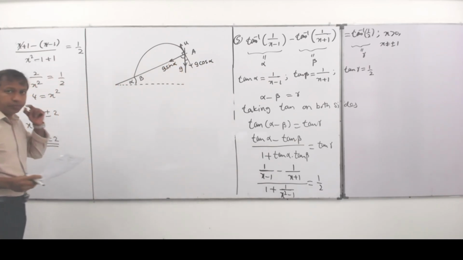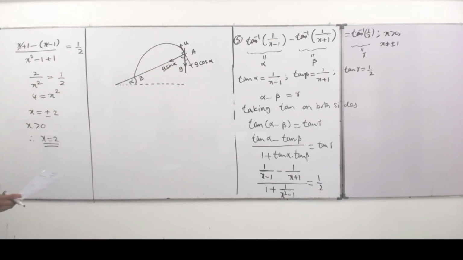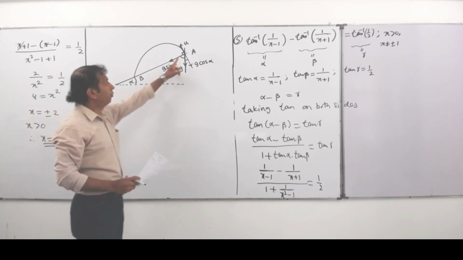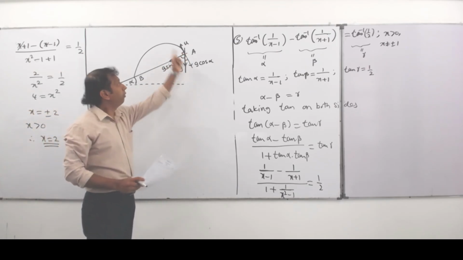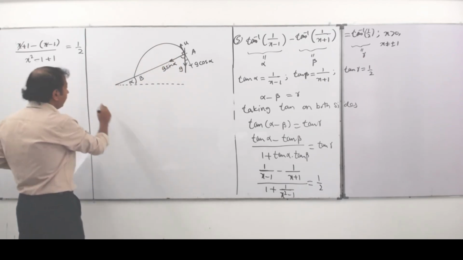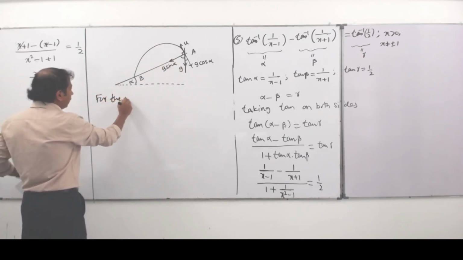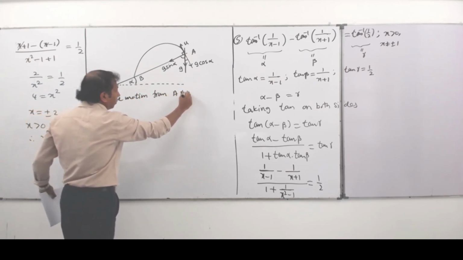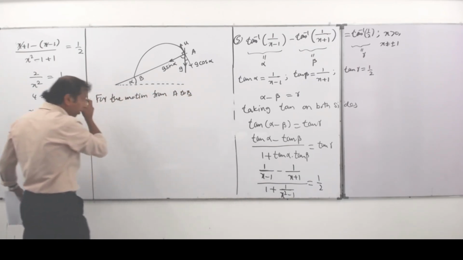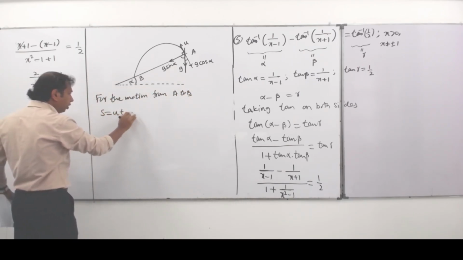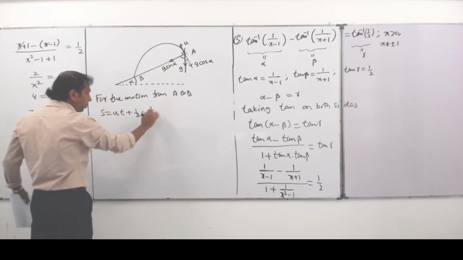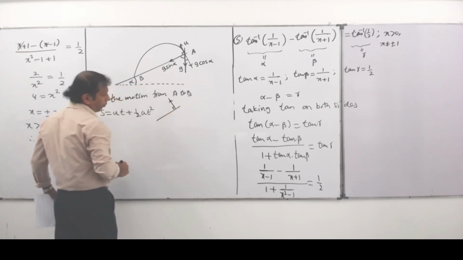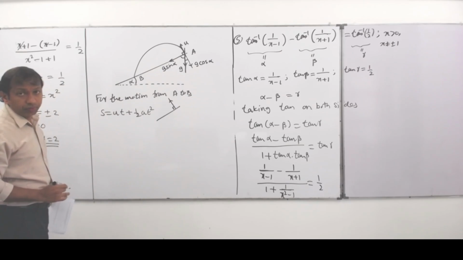Now we apply S equals ut plus half a t squared for the particle, for the motion from A to B perpendicular to this plane. Okay, you can now write for the motion from A to B, we apply S equals ut plus half at squared in this direction, perpendicular to the plane.